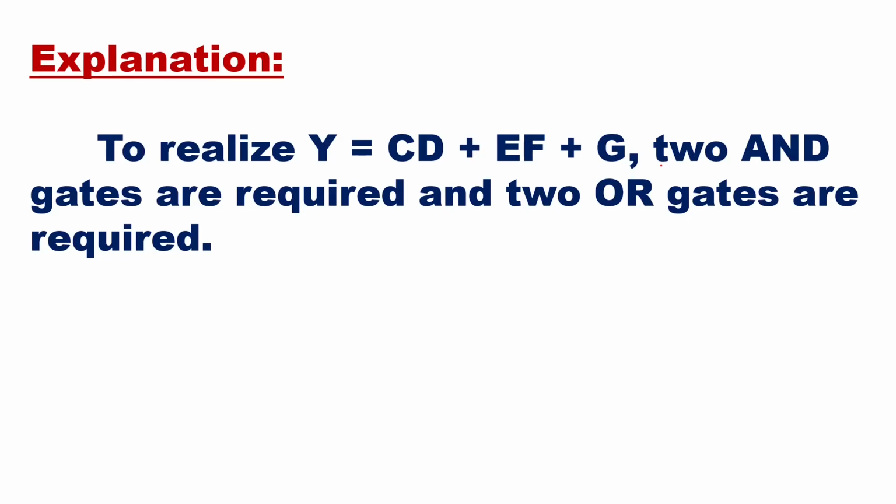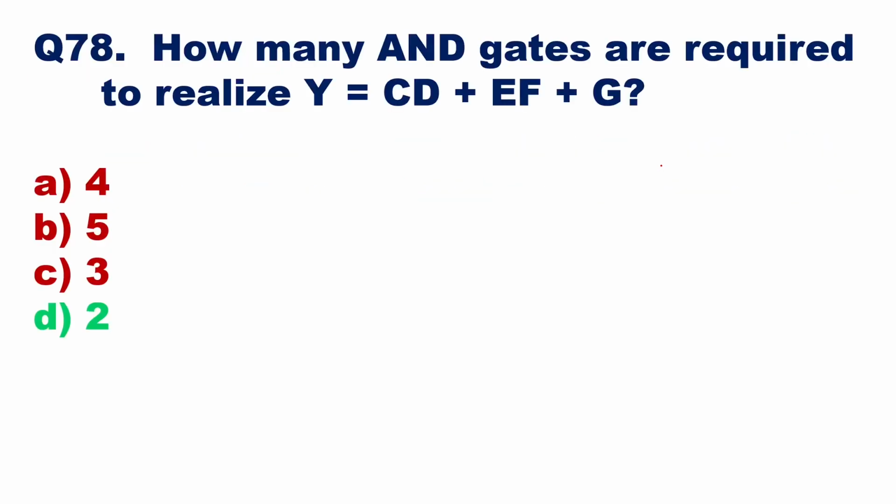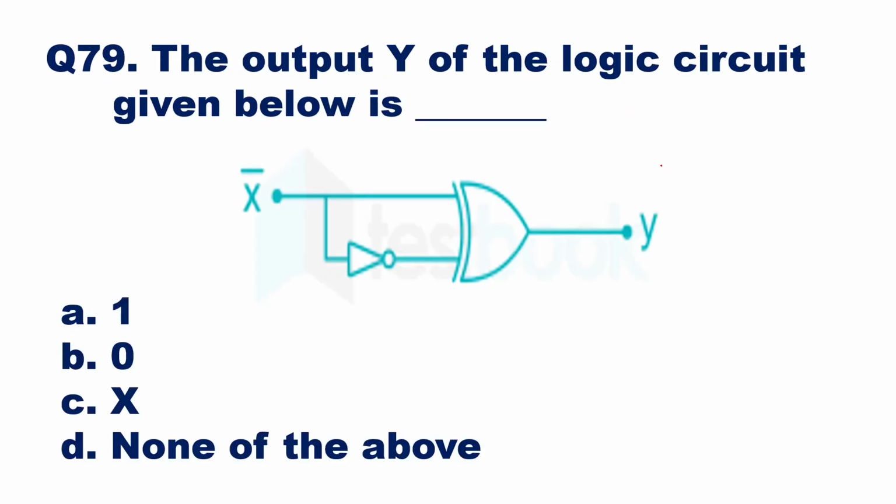So to realize Y is equal to CD plus EF plus G, two AND gates are required and two OR gates are required. So the AND gates requirement is 2. So here option D will be the right answer. Two AND gates are required. Then we'll go to the next question.